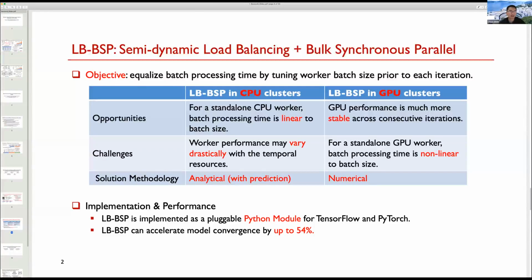We have implemented LBBSP as a pluggable Python module for modern machine learning frameworks, including TensorFlow and PyTorch. And our testbed experiments on EC2 show that LBBSP can accelerate model convergence by up to 54%.